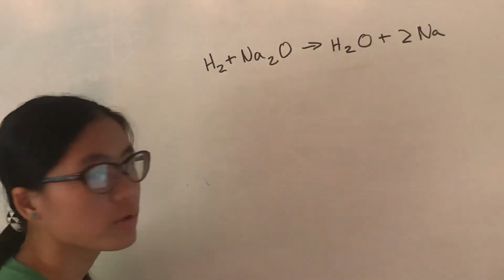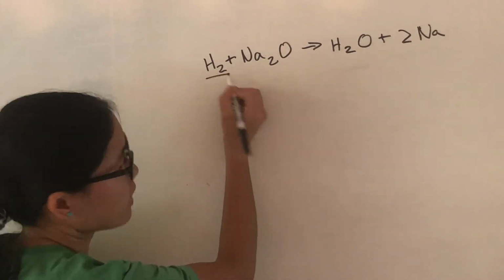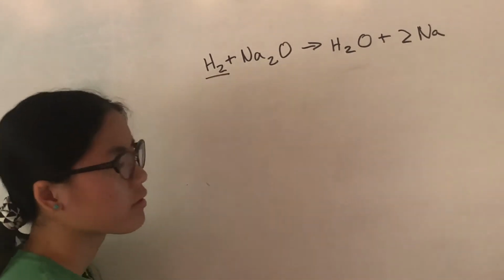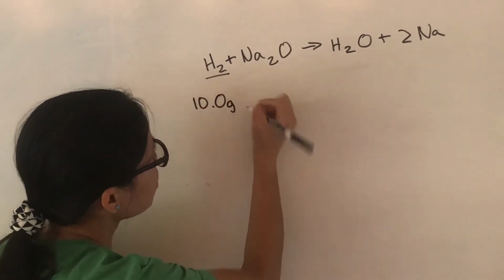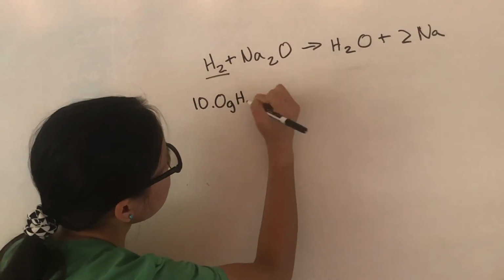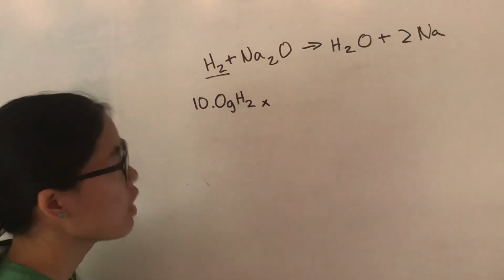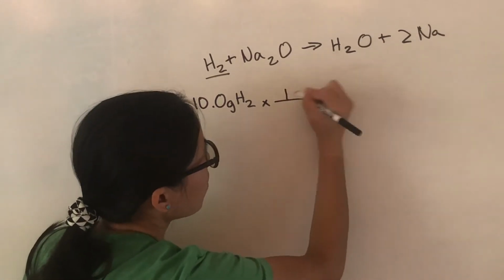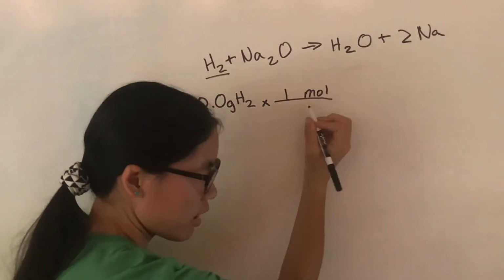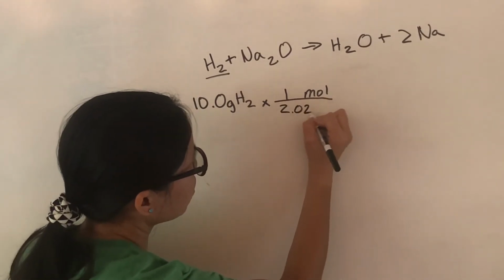Then, using stoichiometry, you can determine which is the limiting reactant. So let's start off with the hydrogen gas. You need to convert the 10.0 grams of the hydrogen gas to moles. You can do this by using the molar mass. And remember, what you want is on the top. So you want to put 1 mole on the top, and the molar mass of hydrogen gas, which is 2.02 grams, on the bottom.